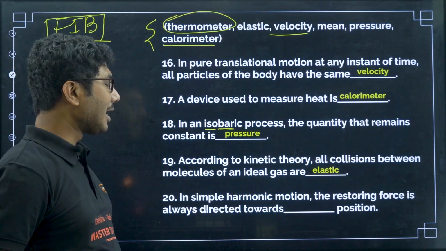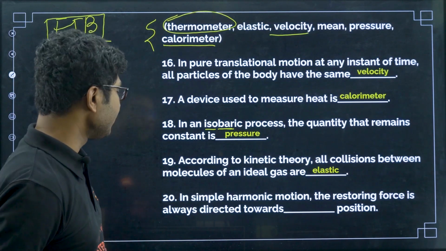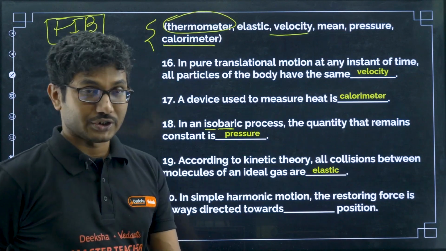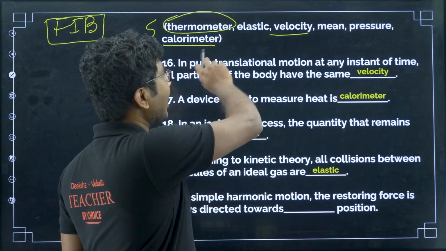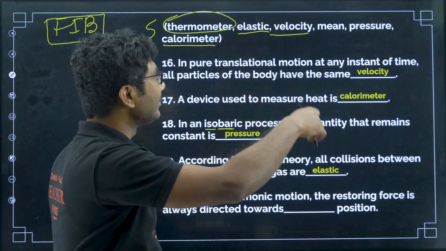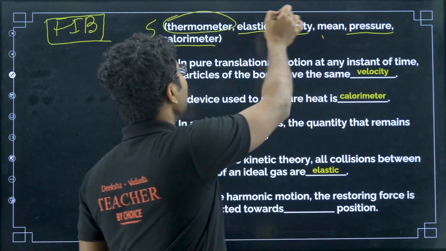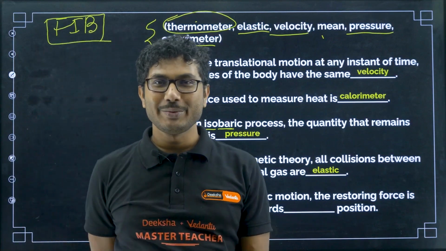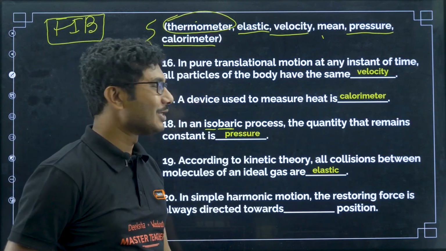Now in simple harmonic motion, the restoring force is always directed towards the mean position. Again, no other correct option is possible. We have already used elastic and pressure, only mean and thermometer are left. It cannot point towards the thermometer position, it can only point towards the mean position.